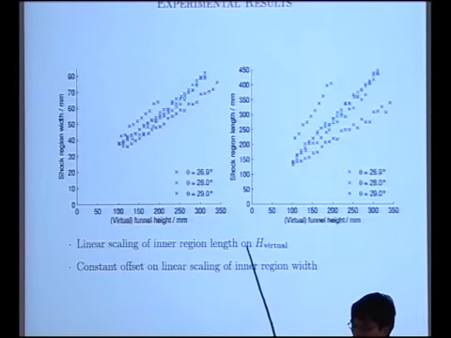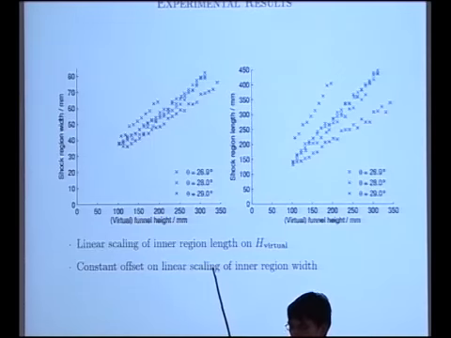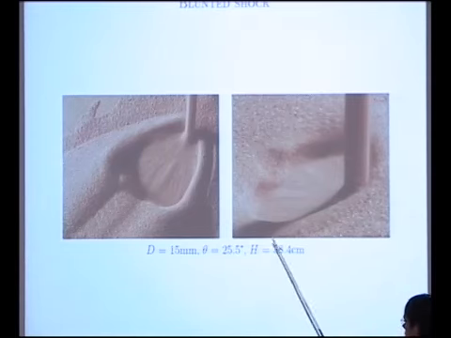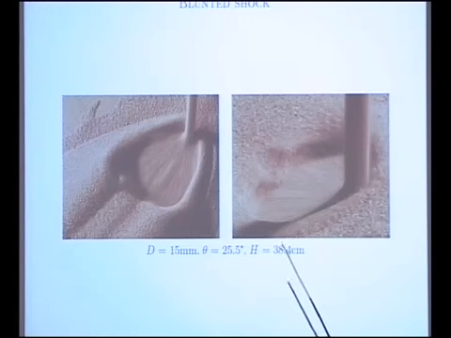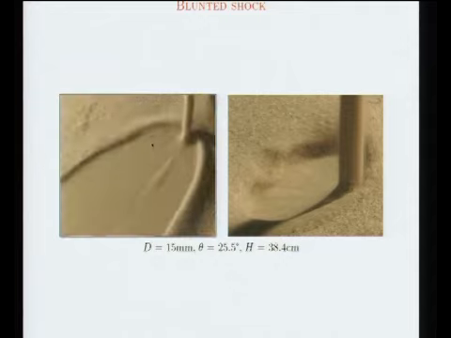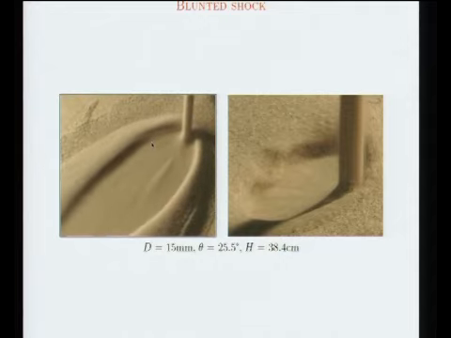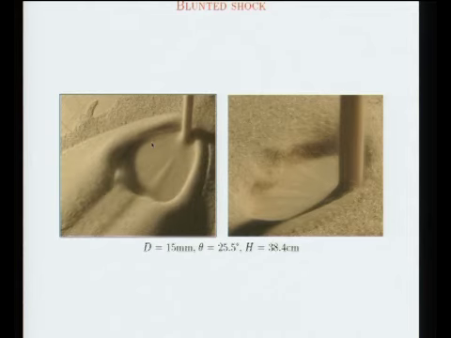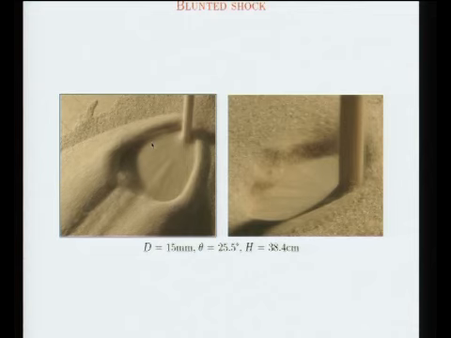Now the dependence on theta is slightly more complicated. So if we collapse these down onto a single curve, there's no obvious scaling for the length or the width of the shock region on theta. But there's obviously more than one mechanism at work, because for relatively flat, relatively shallow angles and for high heights that the material is dropped from, we see a different pattern altogether, which is these blunted shocks.